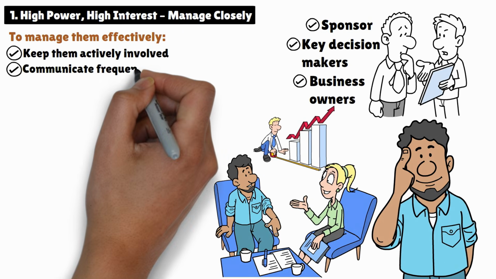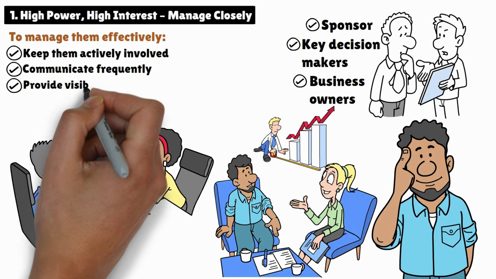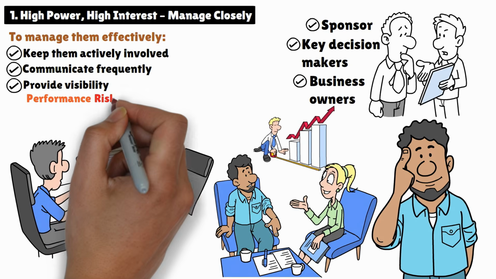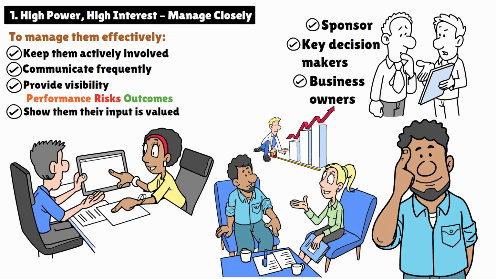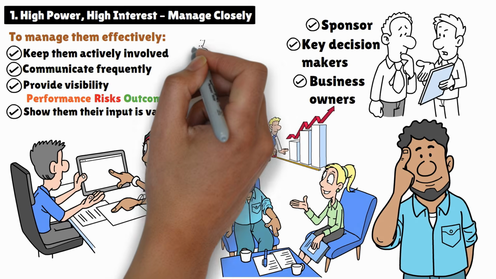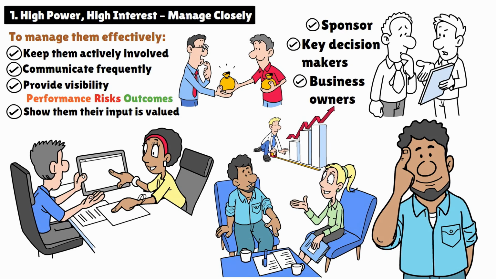Communicate frequently and in a personalized manner. Provide visibility into performance, risks, and outcomes. Show them their input is valued, their support is essential. For example, a project sponsor who approves funding and checks in regularly to see how things are progressing. Keeping them engaged is non-negotiable.